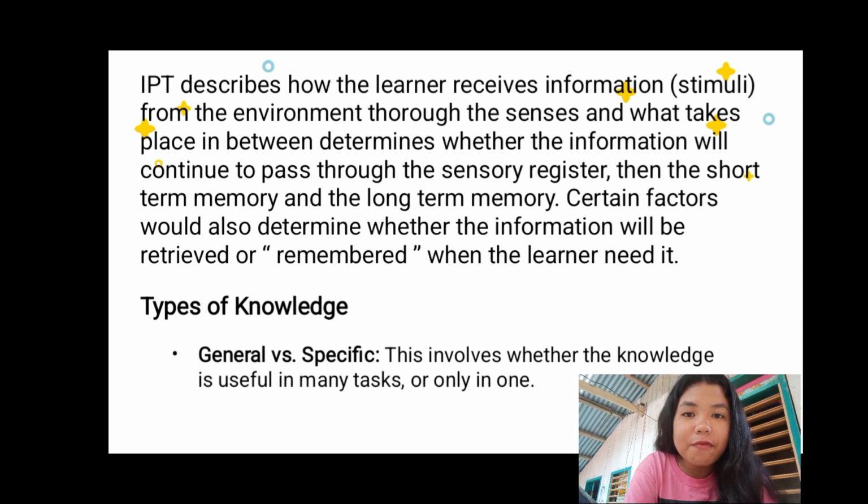So first, let's define general knowledge. General knowledge is broad, widely applicable knowledge, while specific knowledge is detailed, context-dependent knowledge. So let's proceed to the second type of knowledge, which is the declarative.